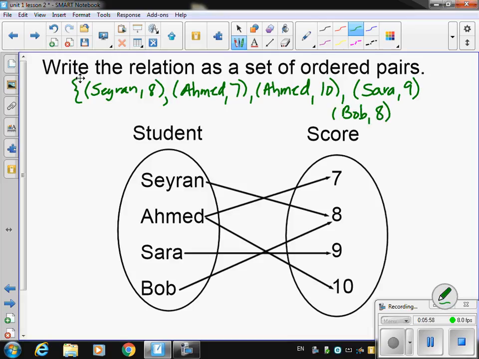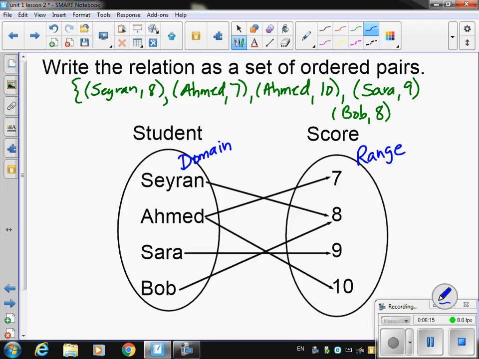We could draw a graph of this where we had names across the bottom. The names are our domain. And the range of values is just 7, 8, 9, and 10.